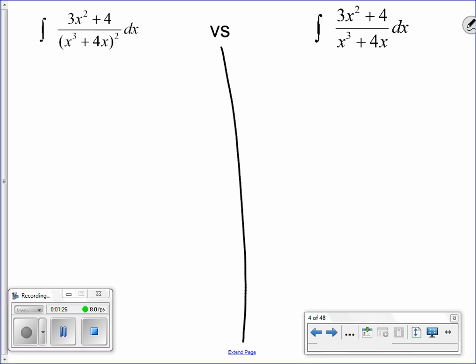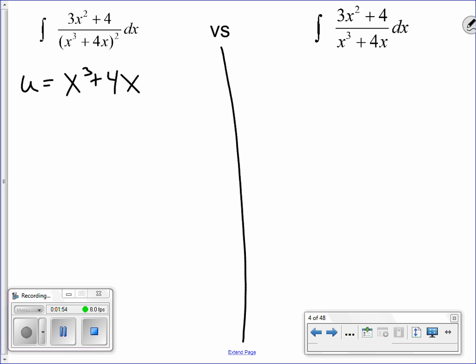The other thing that would help you know that u should be the x cubed plus 4x is that du will never be in the denominator. So you want du in the numerator. If you wind up rewriting du's in the denominator, you did something horribly wrong. So u is equal to x cubed plus 4x. So that's your first decision: what to make u?